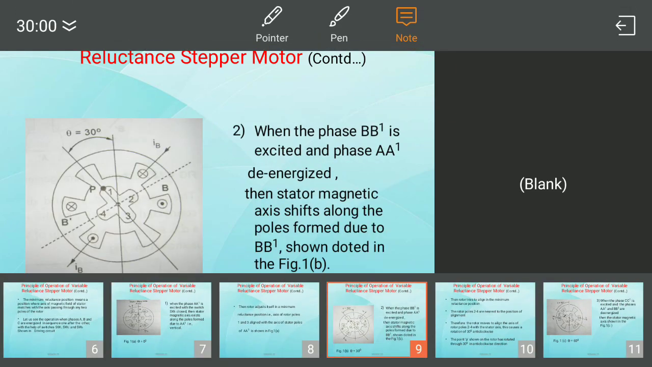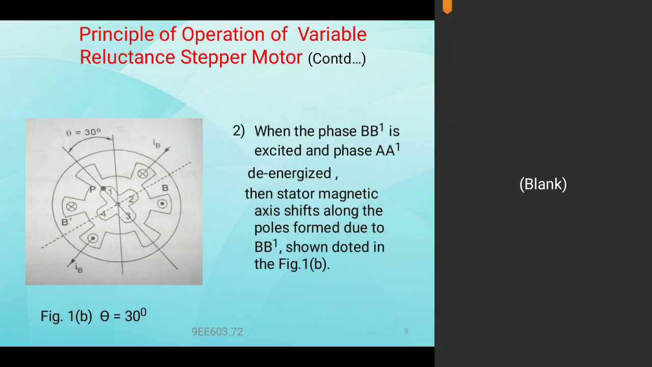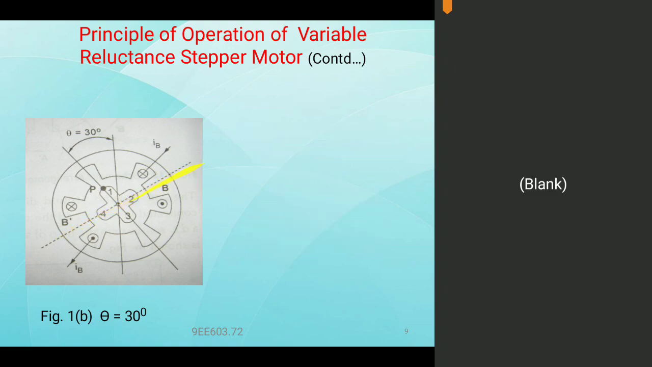Now at theta is equal to 30 degrees, B dash is the stator axis and 2 and 4 are along this stator axis. Only B dash is excited, and the remaining poles are de-energized.